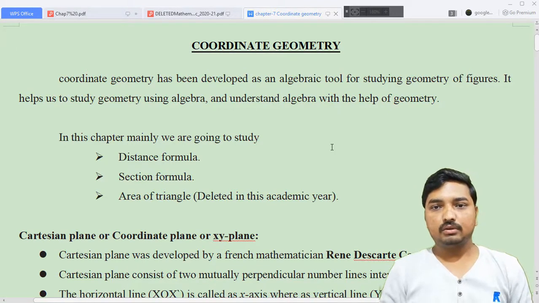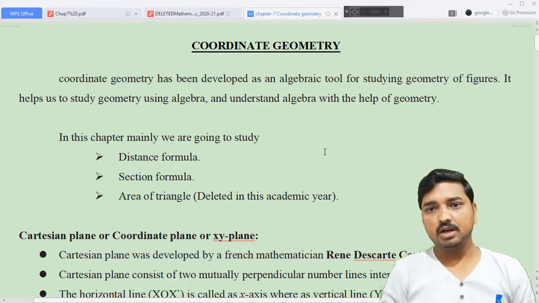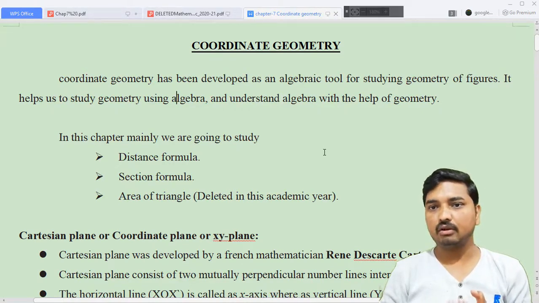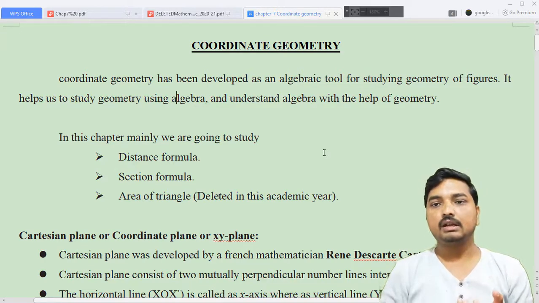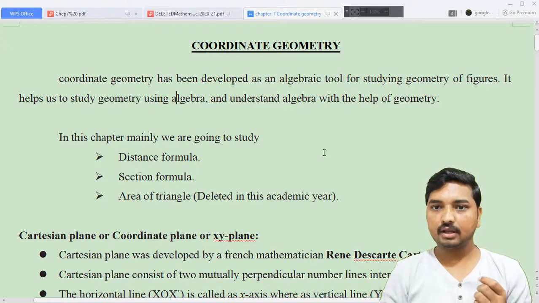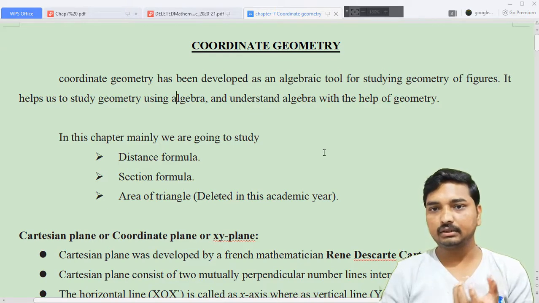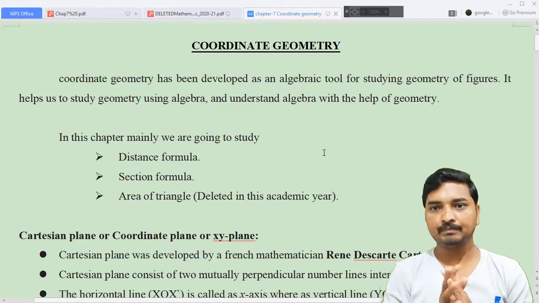Now let us clarify one thing. Geometry and algebra are both branches of mathematics. Mathematics is a branch of science, and the subject mathematics itself has sub-branches: arithmetic, algebra, geometry, like that. These are all sub-branches of mathematics. Among these, I am going to consider algebra and geometry.